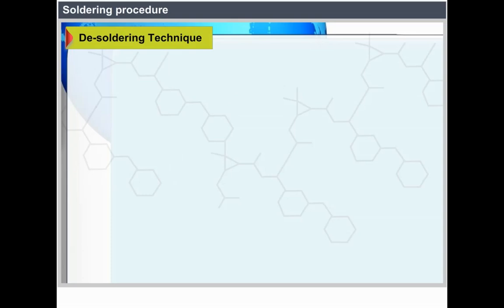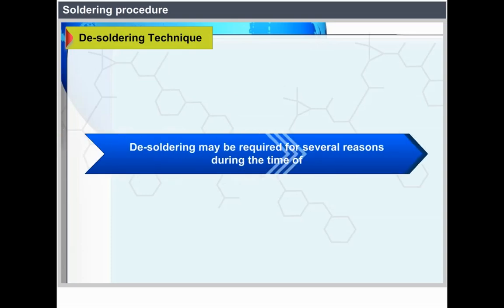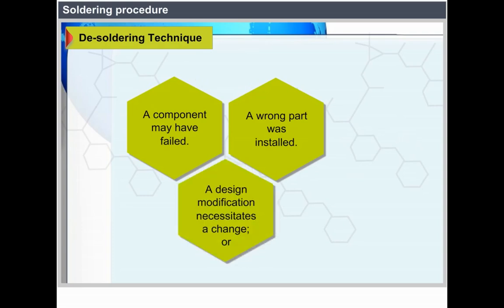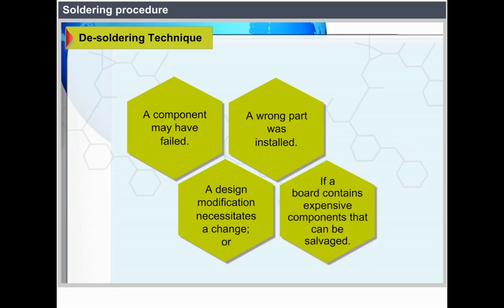Desoldering technique. Desoldering may be required for several reasons. A component may have failed, a wrong part was installed, a design modification necessitates a change, or a board contains expensive components that can be salvaged.